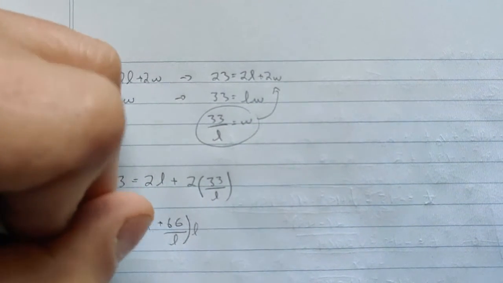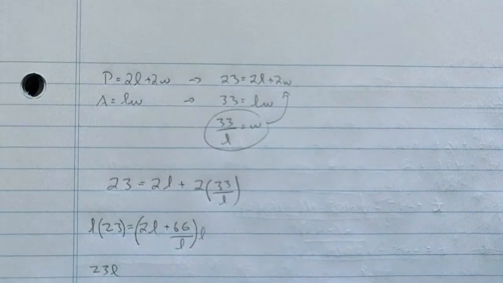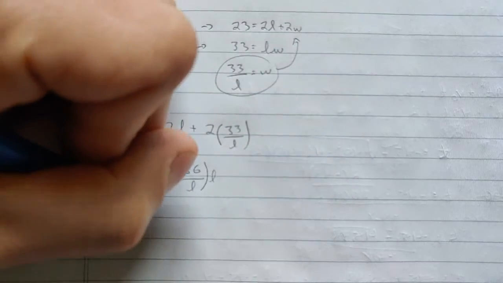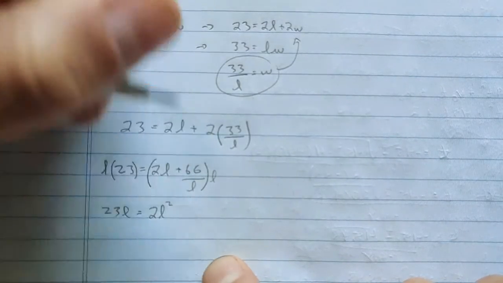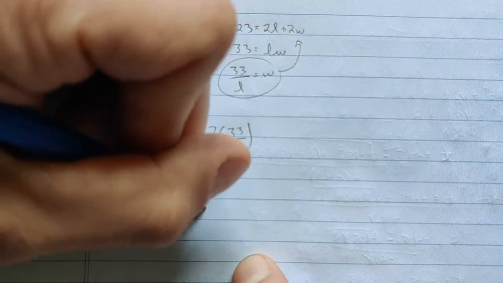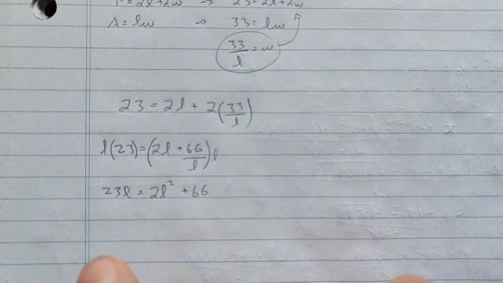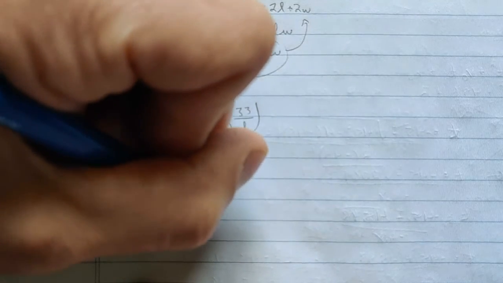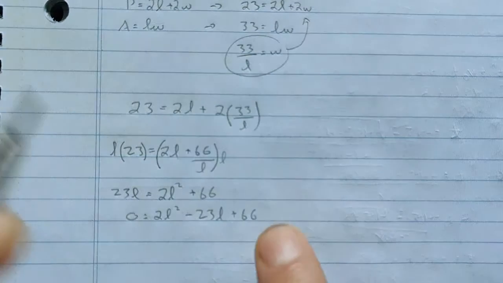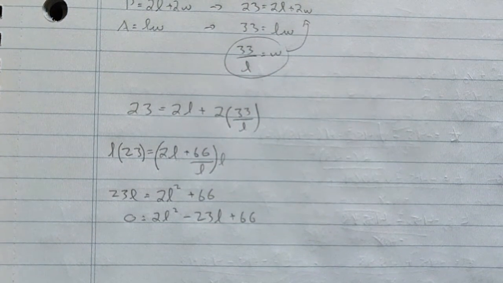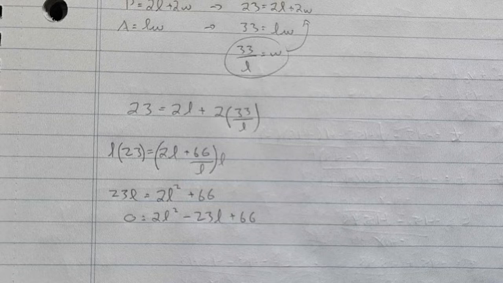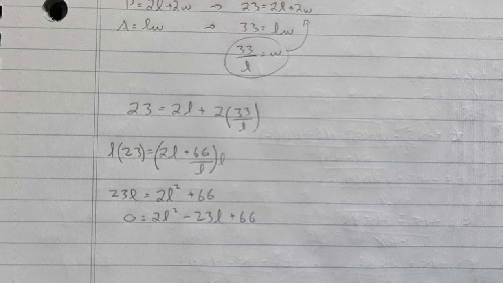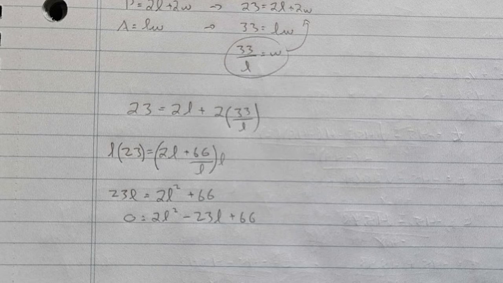So I'm going to have 23L to keep everything the same and balanced, and then 2L squared. And these L's will cancel, and I'll get plus 66. Now I can just rearrange this. 0 equals 2L squared. I'm going to put this in the middle. Minus 23L plus 66. I got a quadratic equation. I can use whatever method works to solve that. And that'll find me my L's. That is number 11.